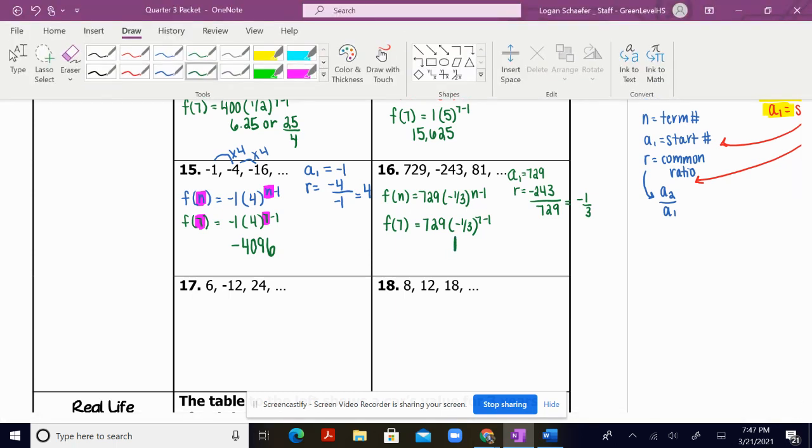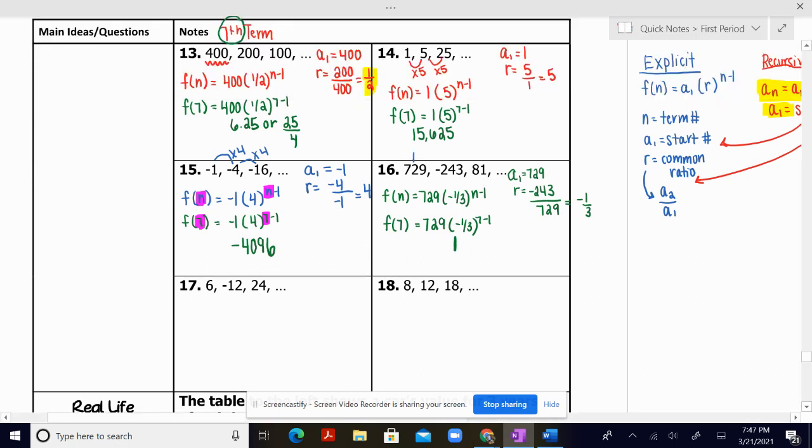Notice we talked about this a little bit on Friday if you were here. It's a positive, negative, positive. This is what we call an alternating sequence. We only have alternating geometric sequences. We do not have alternating arithmetic sequences.